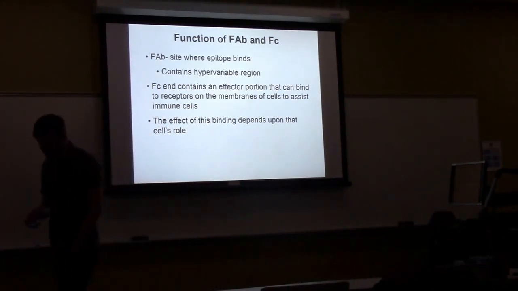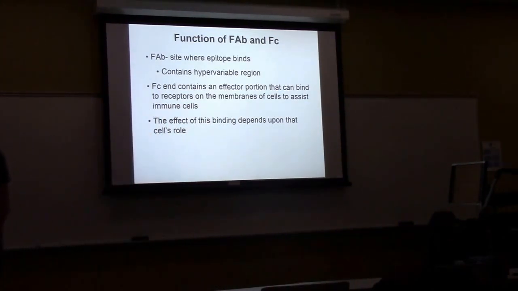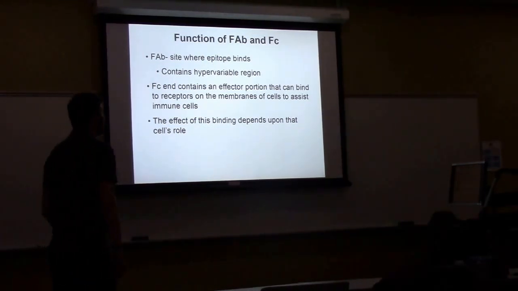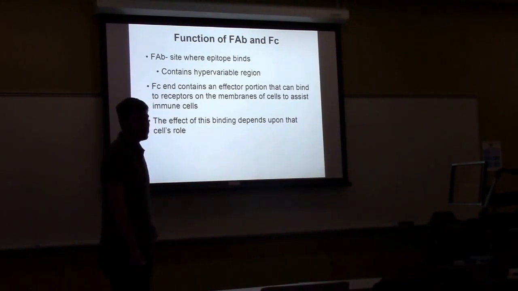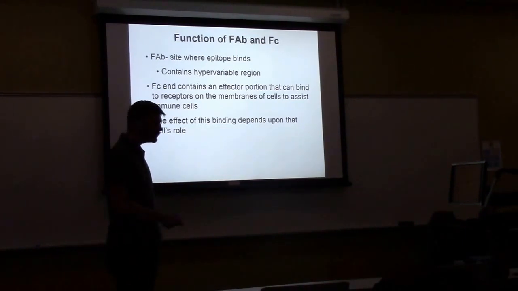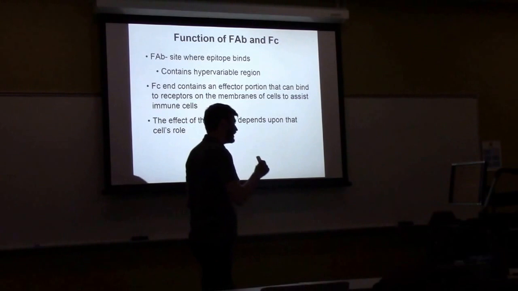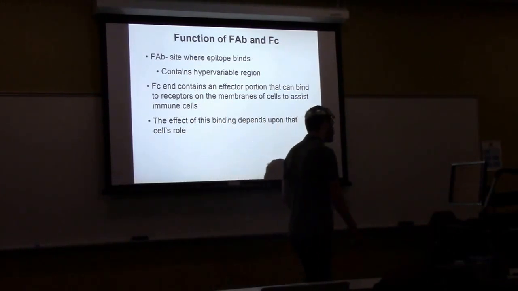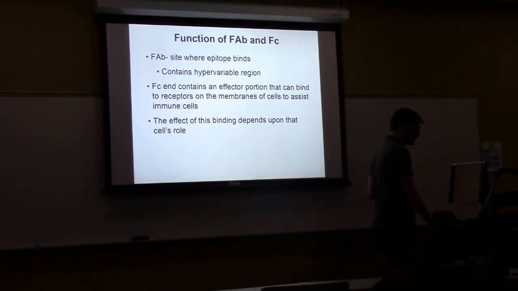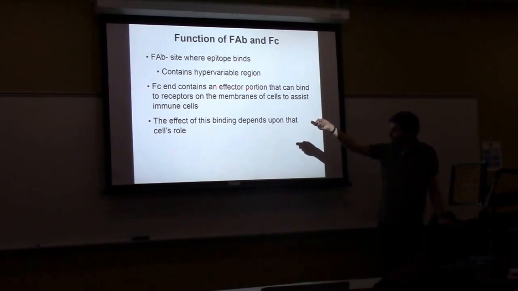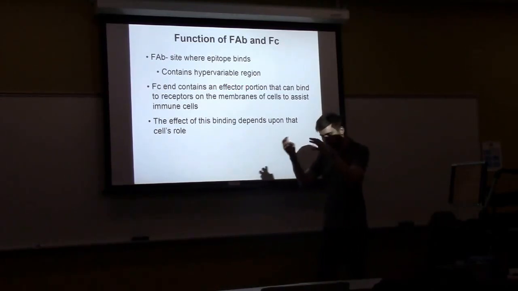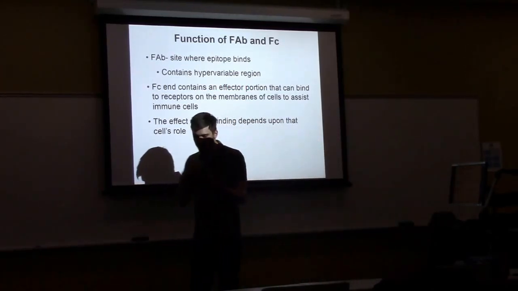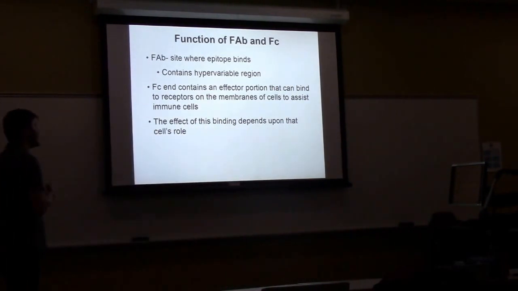So, the FAB region is where something called the epitope binds. An epitope is just a fancy word for something that binds to antibody. Okay? In reality, it's the same thing as an antigen, okay, at least for our purposes. There's small differences, but for us, epitope and antigen are pretty much the same. The FC region is what contains the effector portion. So this is what will tell whatever binds the antibody what it should do. Okay? How should it respond to it?